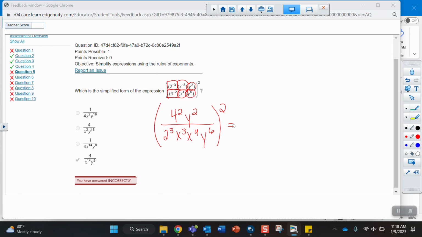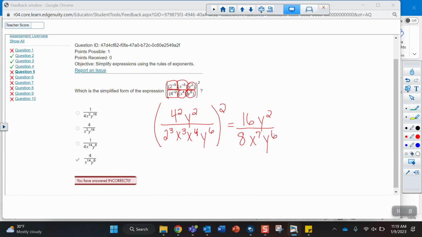Okay, now I'm going to simplify even further. 4 squared is 16 y squared over 2 to the third power. That's 2 times 2 times 2. That's 8. And sorry, I don't know what happened there. That's supposed to be a 4. So now x to the third, x to the fourth. I can use the multiplication property that says I'm going to add those two exponents together. So that's x to the 7th. And then y to the 6th.